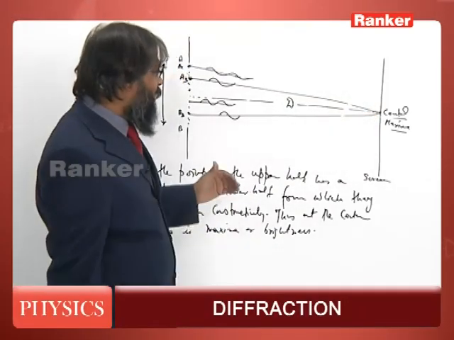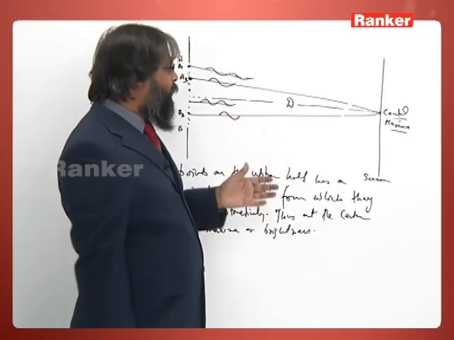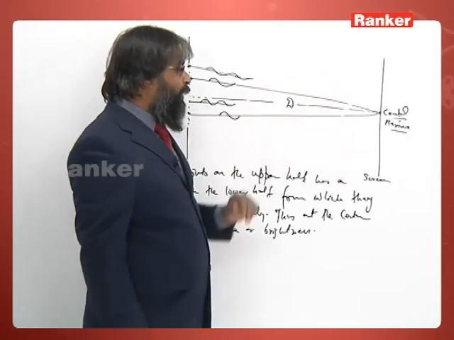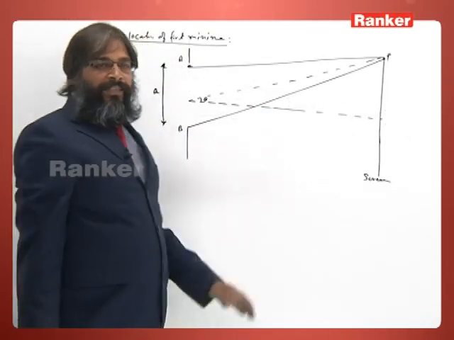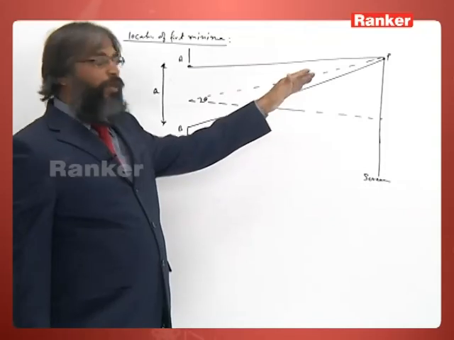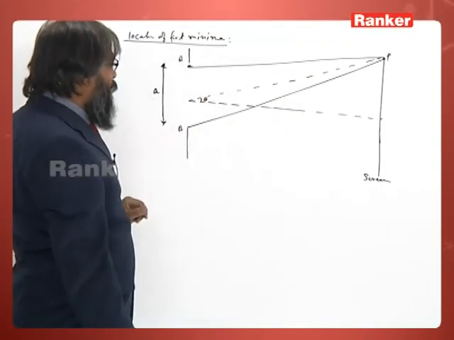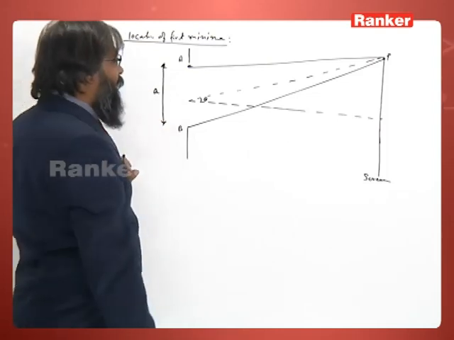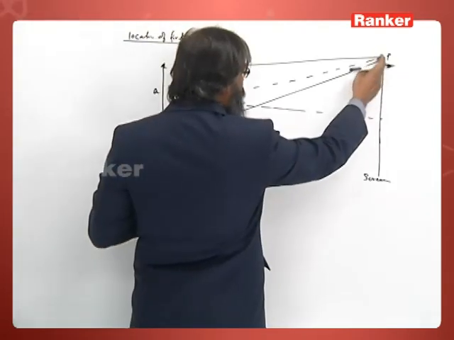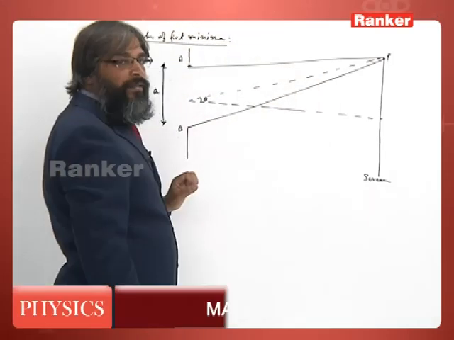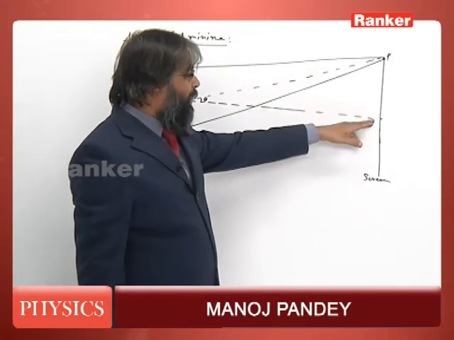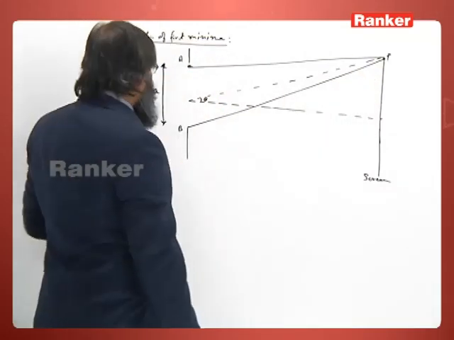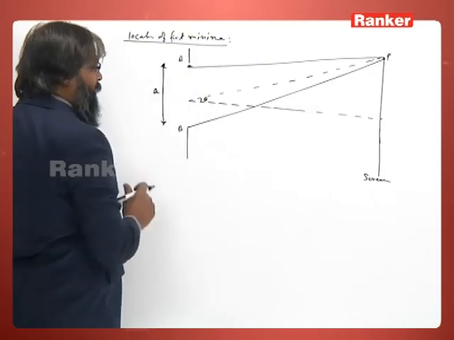Now, let us locate the position of the first minima. This is a very tricky calculation. First minima, let us see. Now, let us locate where is the first minima. In order to locate the first minima, here again the slit is divided into two portions and we have selected a point P where I expect the first minima to be. So, here is a maxima and there is the first minima. So, divide the slit into two portions.